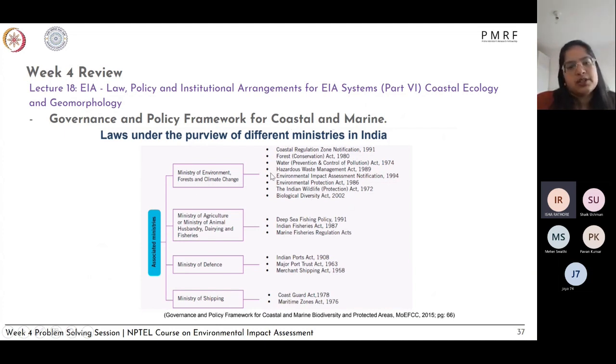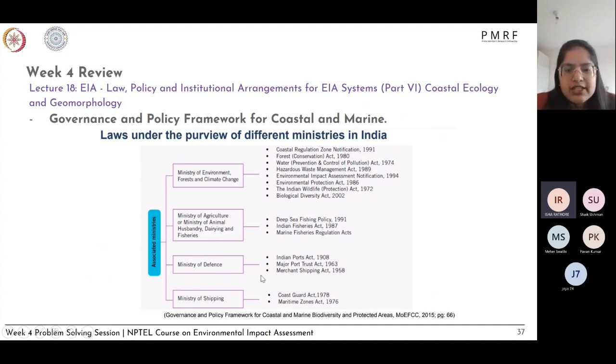So this ministry is responsible for the implementation and following of these acts in these areas. And then we also have the Ministry of Agriculture, Ministry of Animal Husbandry, Dairying and Fisheries. So this is responsible for deep sea fishing policy, Indian Fisheries Act, the Marine Fisheries Regulation Act. So anything related to fishing, aquaculture, and all of those things.